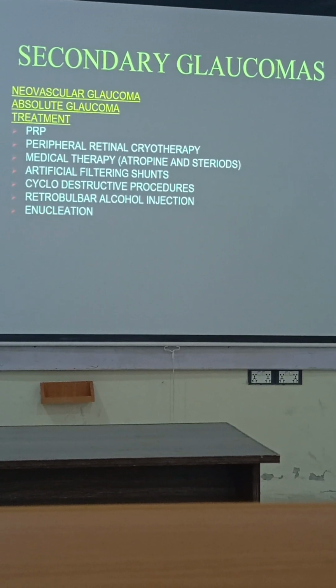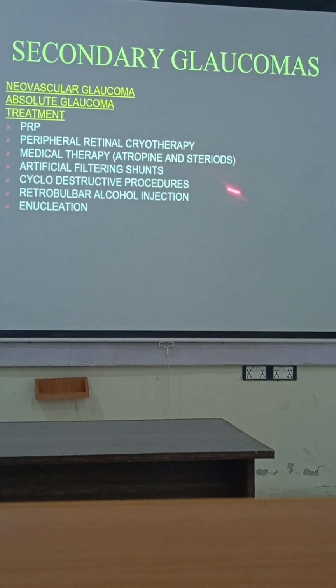When hypoxia will subside, the angiogenic factors will stop secreting. Ultimately, new vessels will regress. So this is the aim of doing laser, which is called pan-retinal photocoagulation. That is, it is a destructive procedure. We, on the slit lamp with argon laser, do 360-degree laser burns to destroy the retina. So, PRP, panretinal photocoagulation, peripheral retinal cryotherapy.